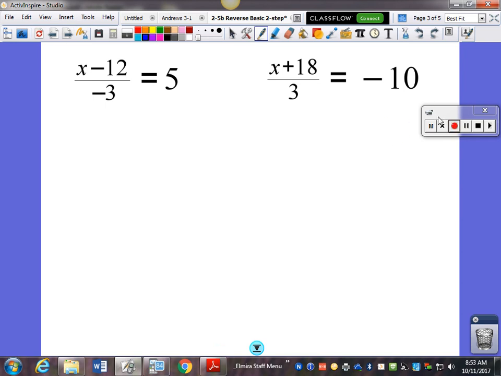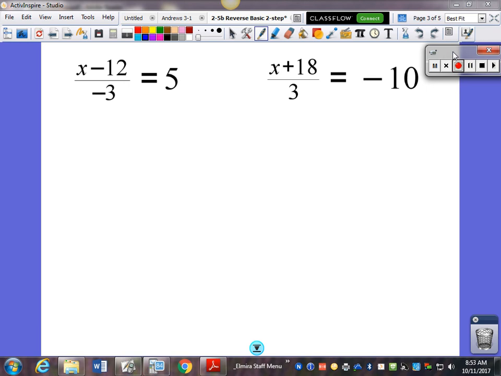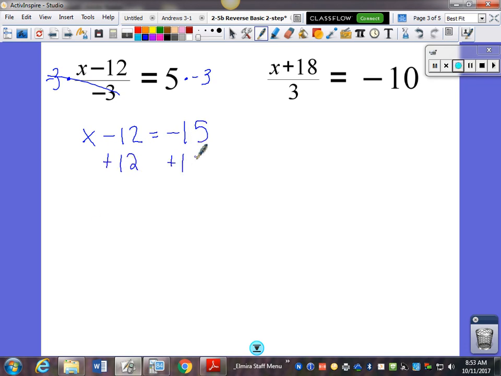This is a couple more practice problems that involve some negatives. So here again, I am multiplying both sides by negative 3. So x minus 12 equals 5 times negative 3, which is negative 15. Add 12 to both sides. Negative 15, you owe me $15, but you have $12. So you still owe me 3.